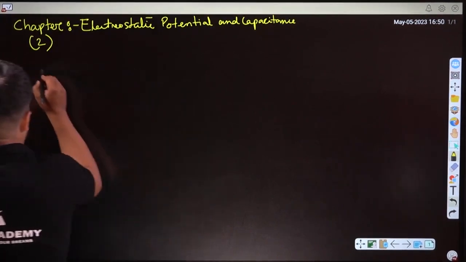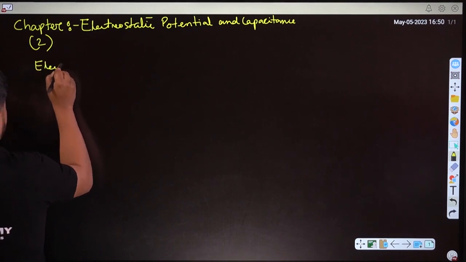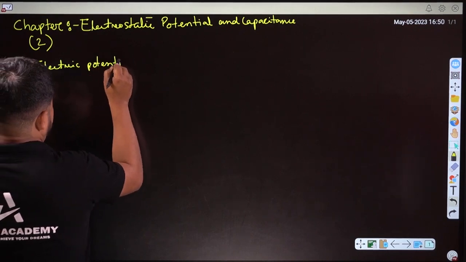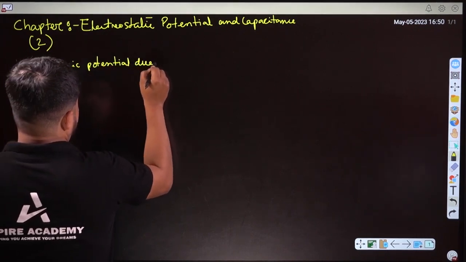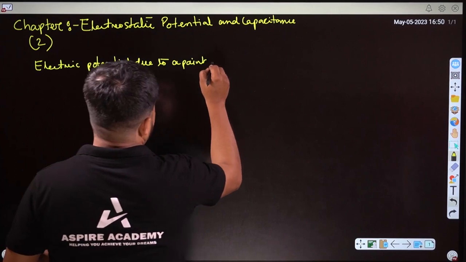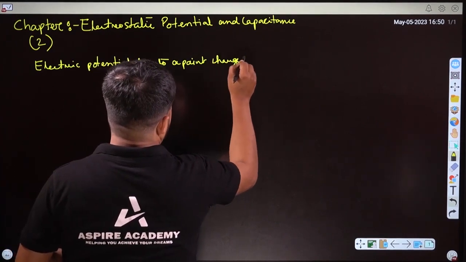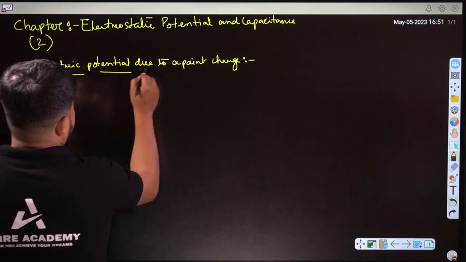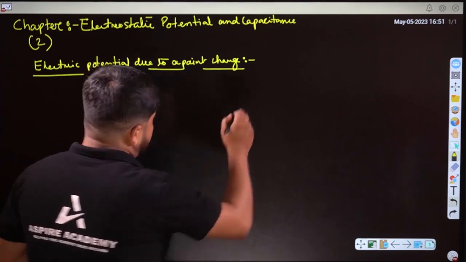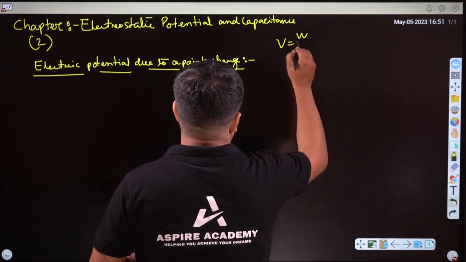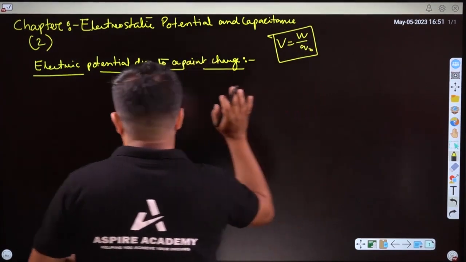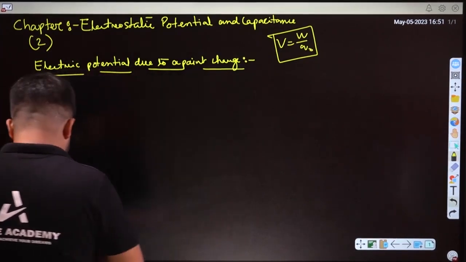Electric potential due to a point charge is the next topic. Suppose we want the electric potential at a particular point due to a point charge. We know electric potential is equal to W by Q naught, which is the potential difference and electric potential formula, but how do we derive it for a point charge in general?